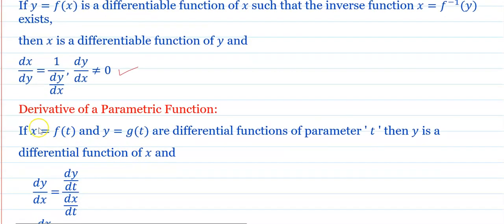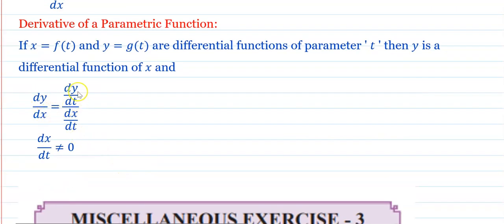Okay. Now the next, derivative of parametric function. If x is equal to f of t, y is equal to g of t are differentiable functions of parameter t, then y is a differentiable function of x and dy by dx is equal to dy by dt upon dx upon dt, where dx upon dt is not equal to 0.